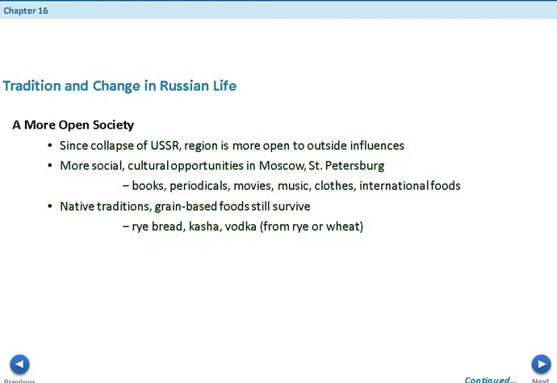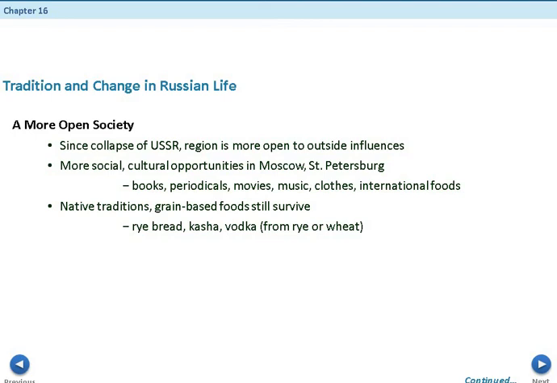Now, what we eventually see is that the Soviet Union collapses, and they're going to be a little bit more open to outside influence, things like United States culture. You're going to see more cultural and social opportunities in Moscow, St. Petersburg. You're going to see books, periodicals, movies, music, clothing, international foods. Now, you might say, what's the big deal about all that stuff? Well, during the communist time, they didn't want uprisings, they didn't want revolts, and so they actually said, you cannot read this, you cannot go to this play, you can't look at this. And so being able to experience these things started to open the eyes of the people of Russia.